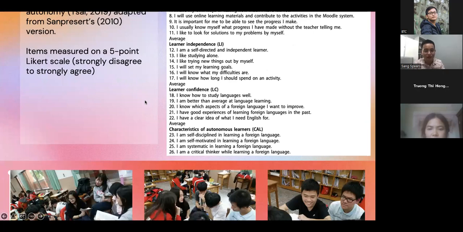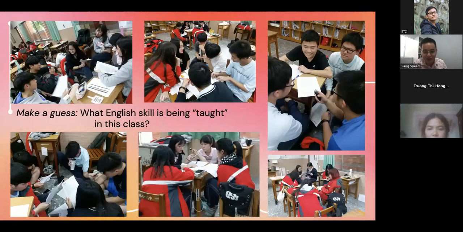Okay. So now let's move on to the second part. We have already finished the first part talking about the definition of learner autonomy, how the student can become an autonomous learner, what the teacher should do, and how to evaluate learner autonomy in the classroom. So now, could you please make a guess what English skill is being taught in this class?